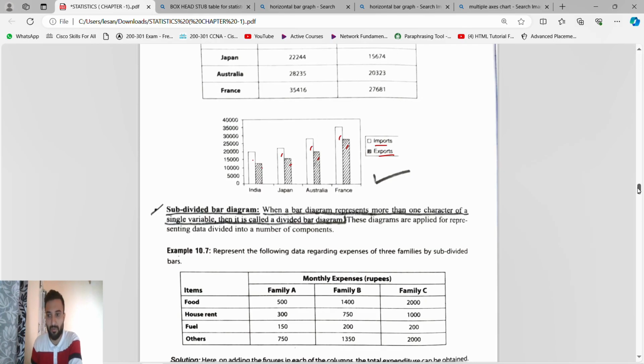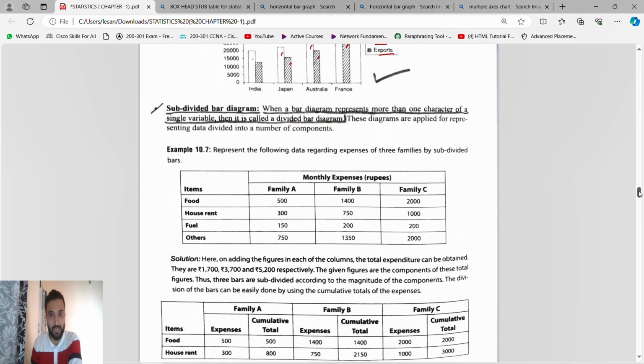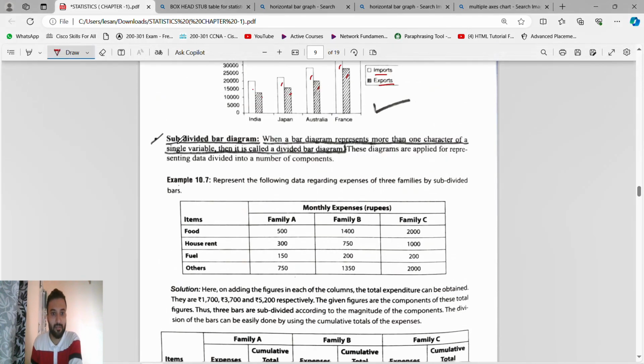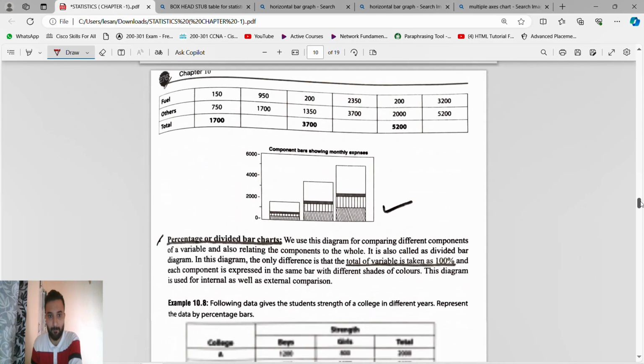We can keep two or more than two, like for the years 2005, 2010, 2011 for every country, right? Like that, population. Then the subdivided bar diagram. The subdivided bar diagram is like this.